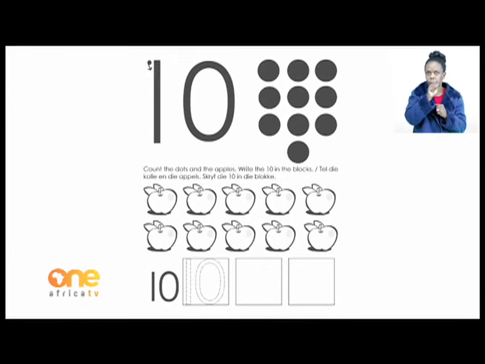I'd like you to please count the dots with me. Are you ready? Let's go. 1, 2, 3, 4, 5, 6, 7, 8, 9, 10. They are 10 dots. If you counted with me, well done. Good job. Let's try and count the apples.